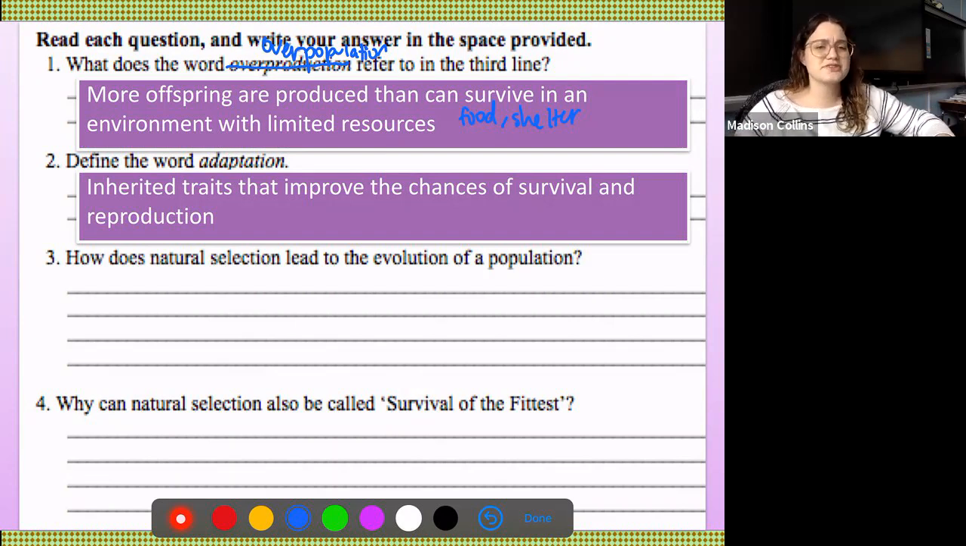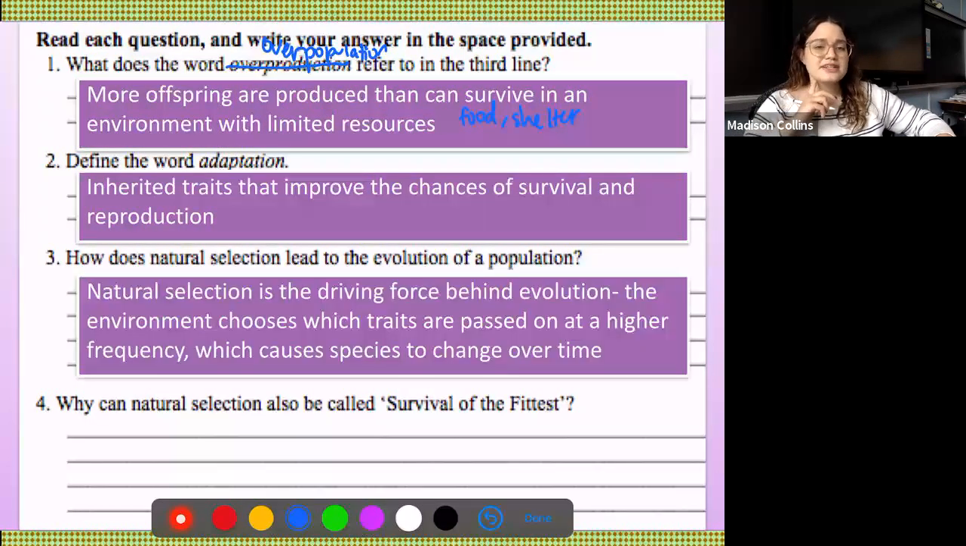So now, how does natural selection lead to the evolution of a population? Well, natural selection is the driving force behind evolution. So the environment's going to choose which traits are passed on at a higher frequency, which causes those species to change over time. And that change over time is evolution.